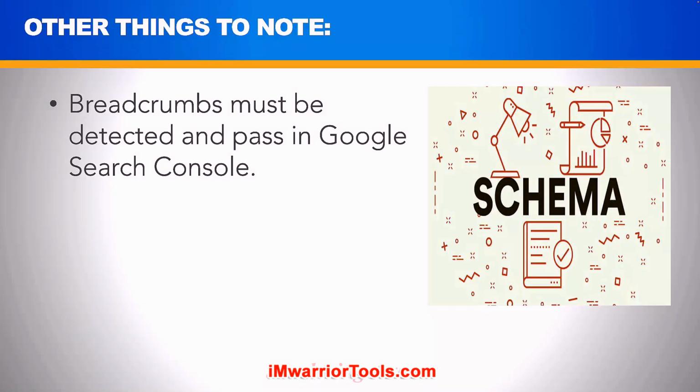Other things that you want to take note of is that breadcrumbs must be detected and must pass in Google Search Console. There's a feature on GSC on the left-hand side. You'll see breadcrumbs, which should be fairly easy to discover. But once you have your breadcrumbs set up on your site, GSC will automatically detect it once it caches your pages. And you can easily see if your breadcrumbs are passing its standards or not. And if it doesn't pass, you can easily make those changes so you can properly have breadcrumbs on your site.